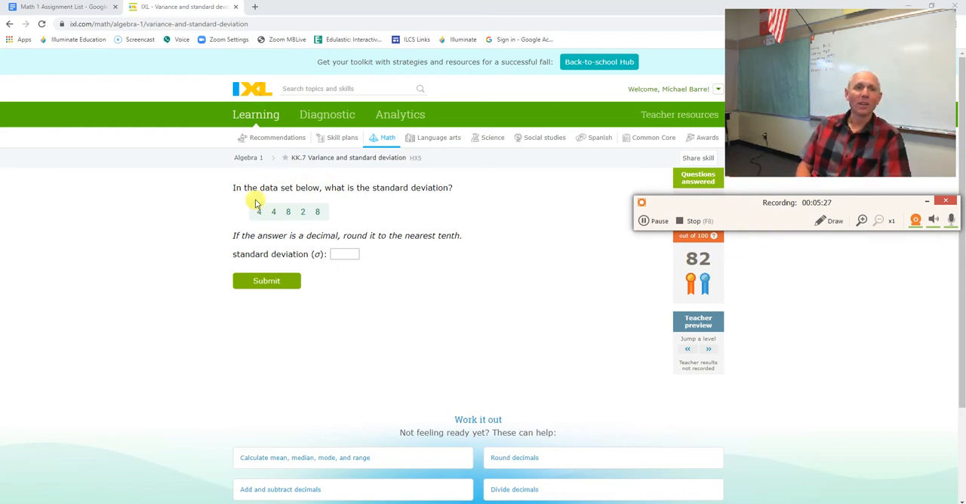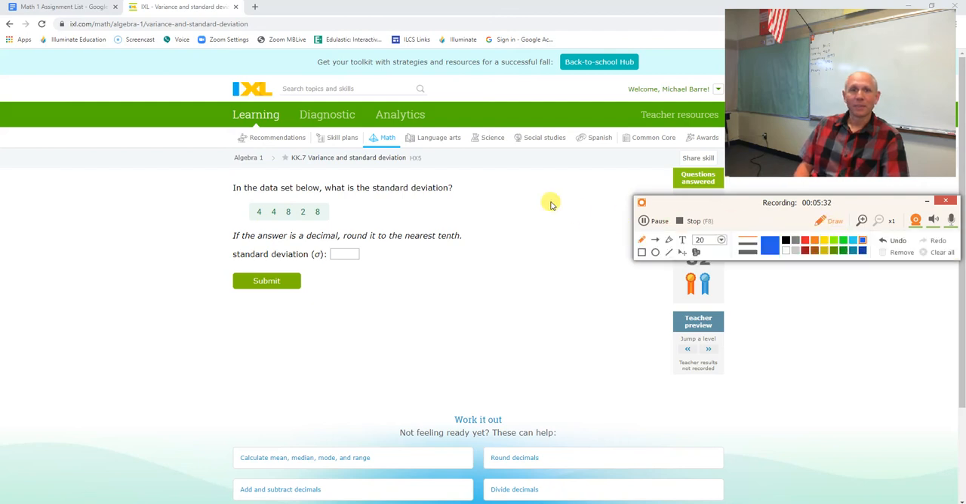Okay, let's do one more. What is the standard deviation? Okay, I got it. 4, 4, 8, 2, 8. Finding the mean of this, 4 plus 4 plus 8 plus 2 plus 8. That's 26 divided by 5 is 5.2.